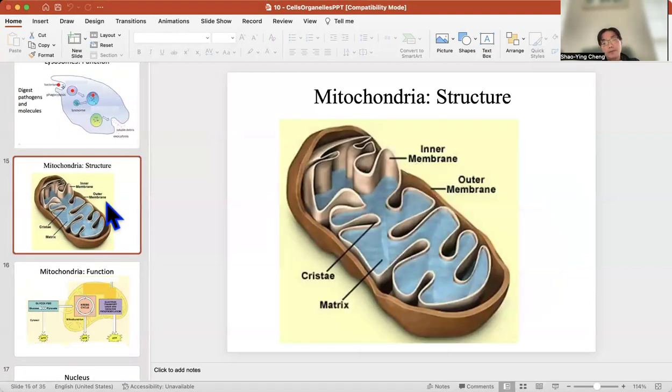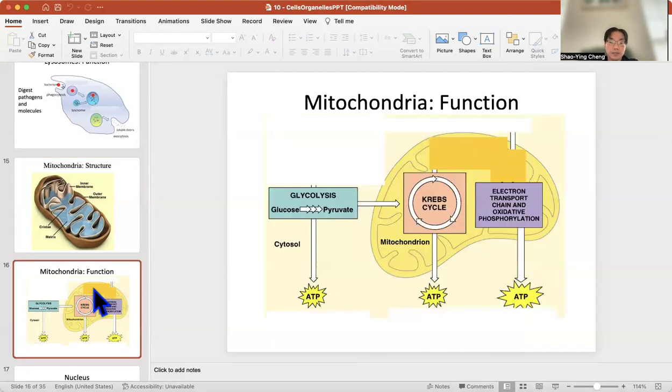Next one, a very important organelle called the mitochondria. Mitochondria has a double membrane structure. So every time you see an organelle with a double membrane, you know it's pretty important. The mitochondria's function is that it's a factory to produce ATP. We know ATP is the direct energy source for every living cell. So the mitochondria's main function is to produce ATP.